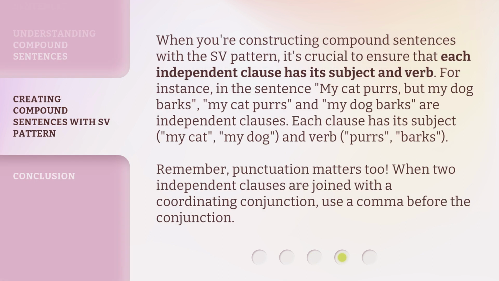When you're constructing compound sentences with the SV pattern, it's crucial to ensure that each independent clause has its subject and verb. For instance, in the sentence, "My cat purrs, but my dog barks," "my cat purrs" and "my dog barks" are independent clauses. Each clause has its subject, my cat, my dog, and verb, purrs, barks. Remember, punctuation matters too. When two independent clauses are joined with a coordinating conjunction, use a comma before the conjunction.